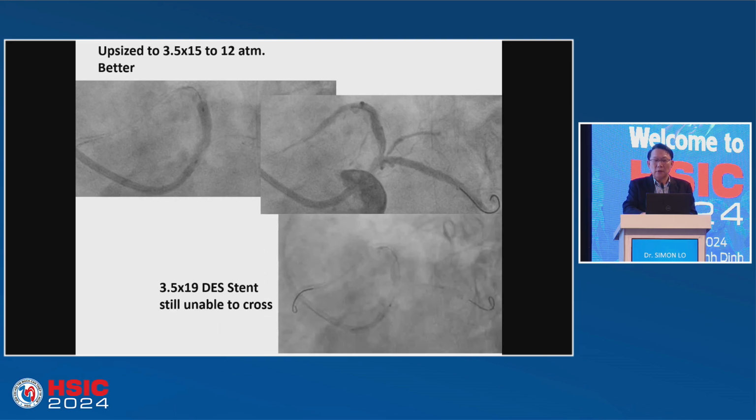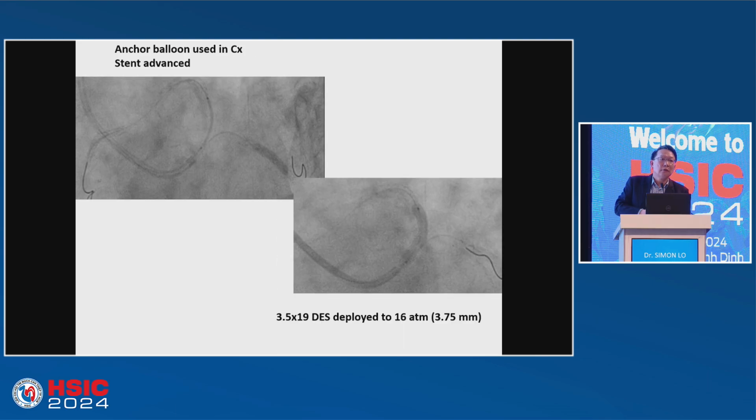So I have to dilate the lesion again, and this time using a bigger, longer semi-compliant balloon, up to 12 atmosphere. I thought I have to stent into the left main anyway, so I might as well smoothen out the tunnel and see whether the stent can go up. Unfortunately, the stent 3.5, 18, 19 could not cross the lesion. So twice I failed to cross the lesion.